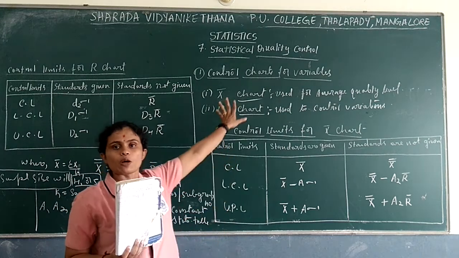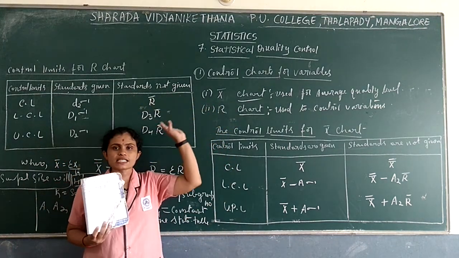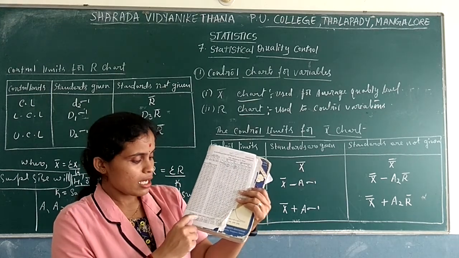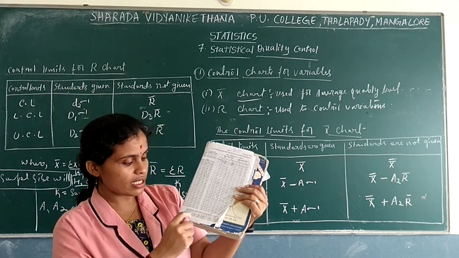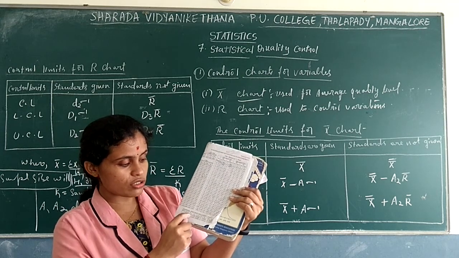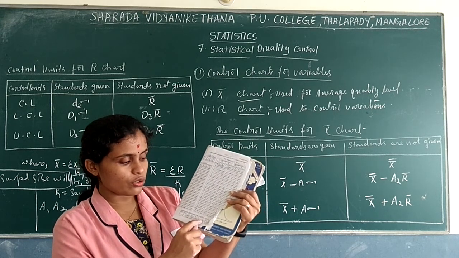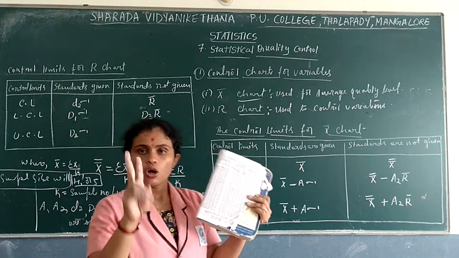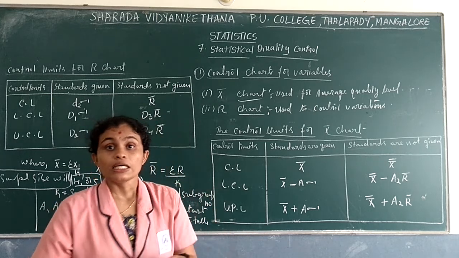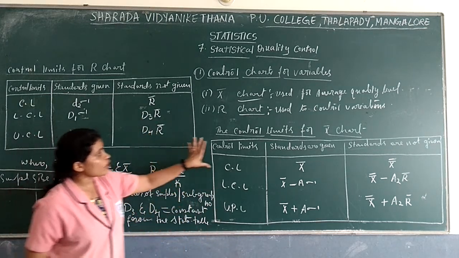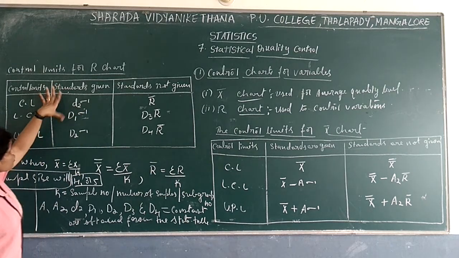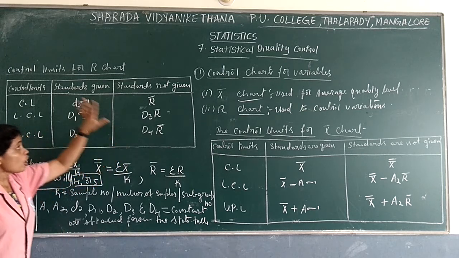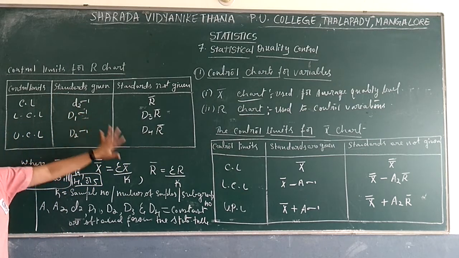Which will be given in the problem. If in your given problem it is sample size 4, then whichever constant is required, you have to find here. Values are given for sample size 4: what are the values of A, A2, D1, D2, D3, D4. For sample size 5, down. So only two sample sizes will be there, that is 4 or 5. This is about control limits for X bar chart and R chart. At any cost you should be knowing these two charts.